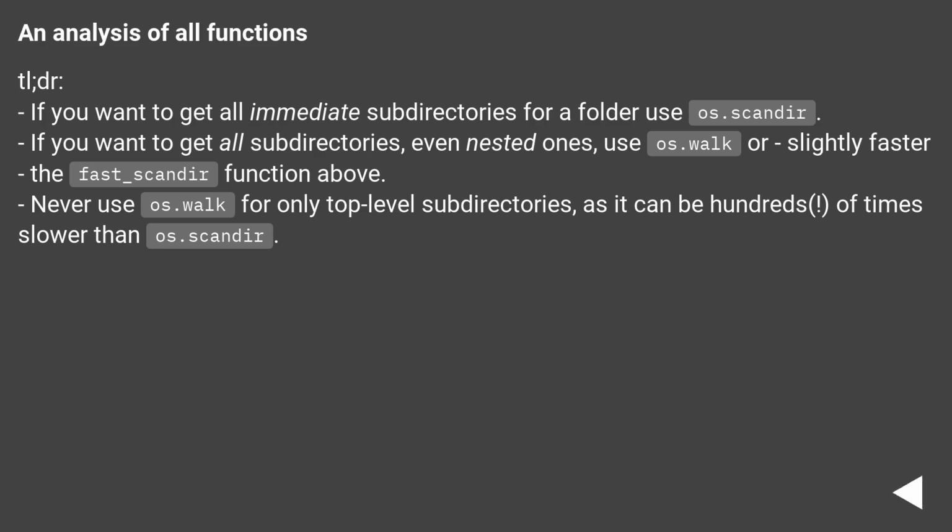An analysis of all functions. TL;DR: If you want to get all immediate subdirectories for a folder, use os.scandir. If you want to get all subdirectories, even nested ones, use os.walk or, slightly faster, the fast_scandir function above. Never use os.walk for only top-level subdirectories, as it can be hundreds of times slower than os.scandir.